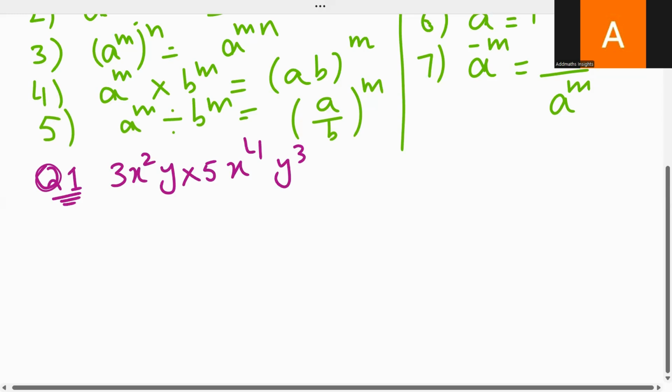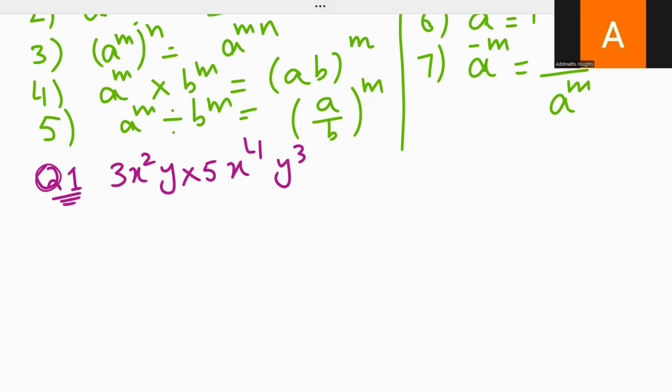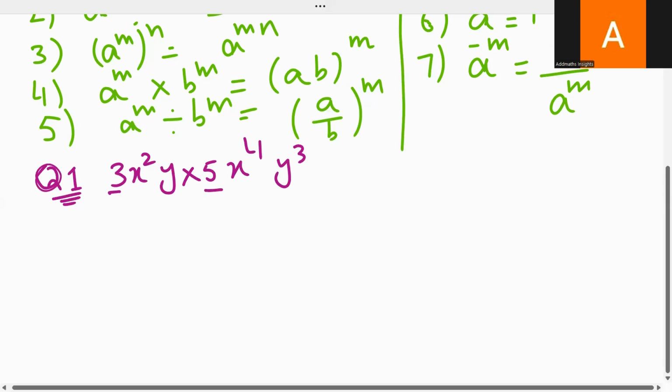So you see there is a multiplication sign between these two expressions. So you multiply numbers. 3 times 5 is 15. And the bases are the same, x and x, so you can add powers. It will be x raised to the power 6 and y raised to the power 1 plus 3 is 4. Here you applied the first law of indices.